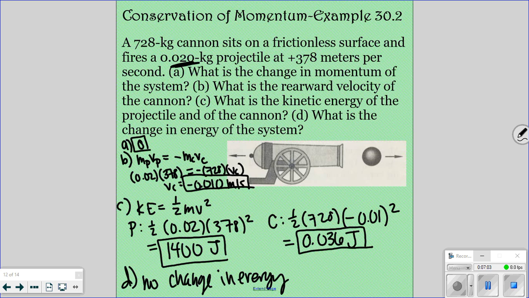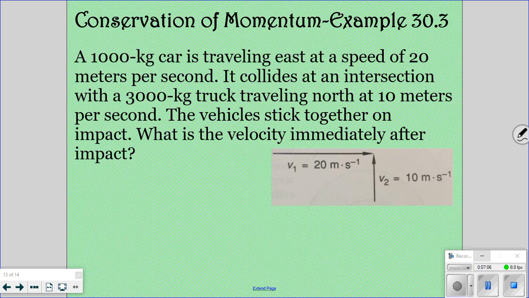Okay, we're going to look at another example. We have a 1,000 kilogram car traveling east at a speed of 20 meters per second, and it collides at an intersection with a 3,000 kilogram truck traveling north at 10 meters per second. The vehicles stick together immediately on impact. So this one, we're going to have the mass and velocity of the car, and then the mass and velocity of the truck. And then the mass at the end is going to be the mass of the car plus the mass of the truck, and they're going to have the same velocity because they were stuck together.